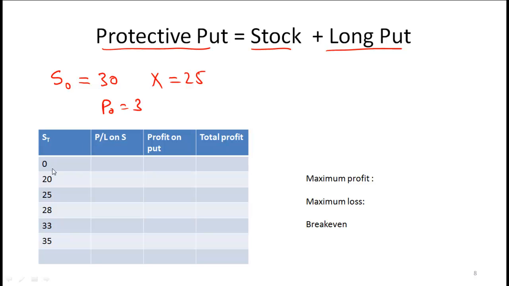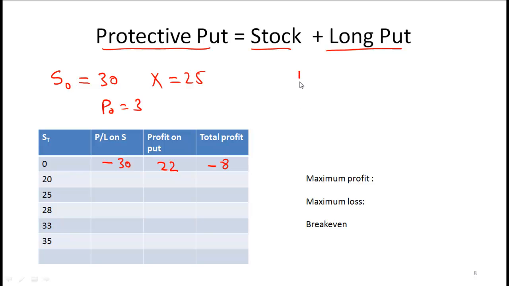What happens if the stock price is 0? Remember, you bought the stock for 30. So if the stock price comes down to 0, the loss on the stock is 30. What about the profit on the put? Remember, the exercise price is 25, so you make a profit of 25 minus 3, which is 22. So your total profit, actually you make a loss over here of 8.